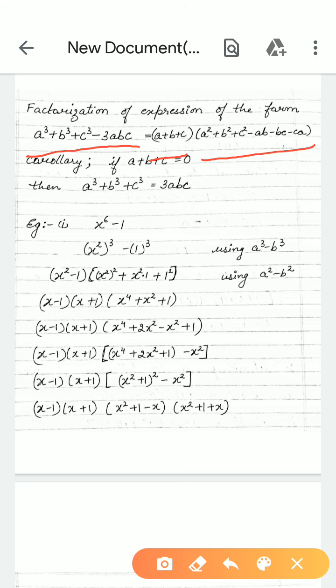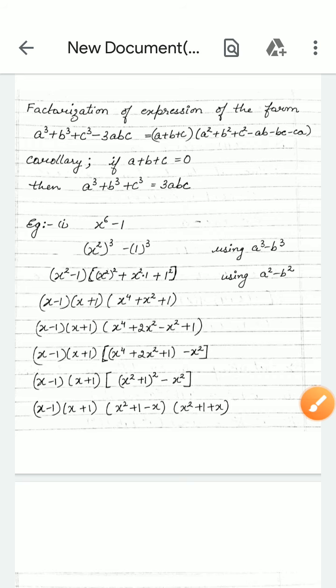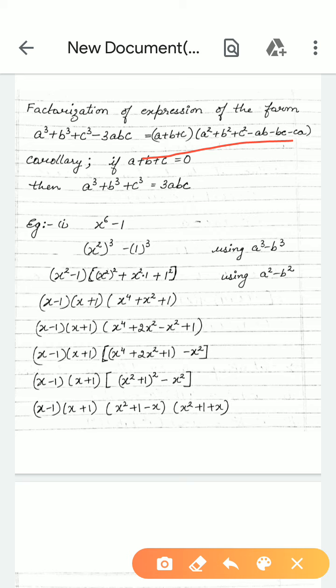If we find any expression of the form a cube plus b cube plus c cube minus 3 times the product of all the first three terms, we can easily factorize that using this expression. There is a corollary based on this which says if a plus b plus c is 0, then the given term, that is a cube plus b cube plus c cube, is equal to 3abc.